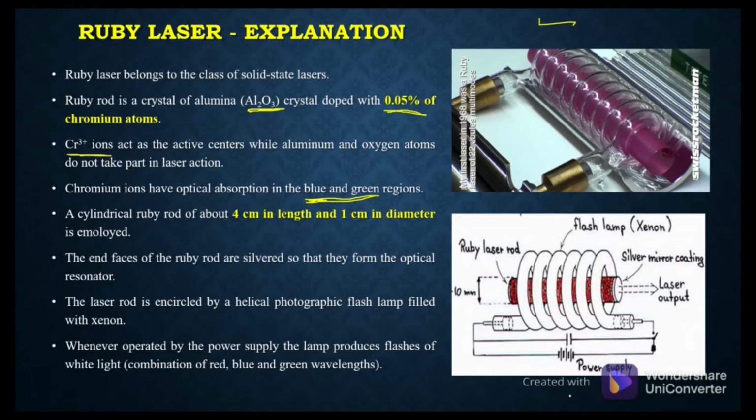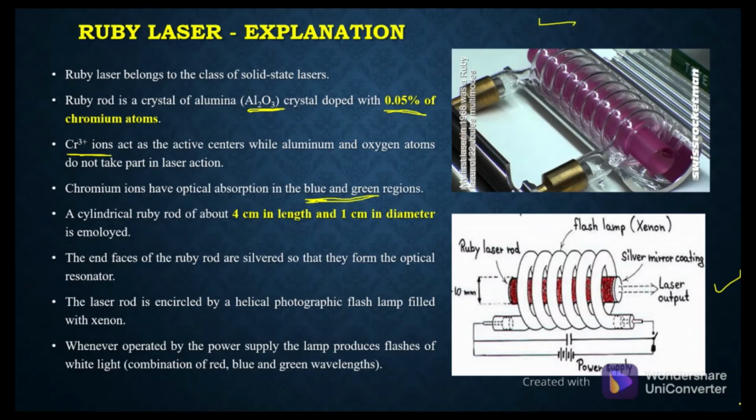Here in the lower portion you can see the diagram of how it is, and in the first figure on the top you can see how the photograph looks. The flash lamp is sealed well and connected to the power supply, and the two ends of the ruby rod are very well polished. One side we polish 100 percent, and the other side nearly 99.99 percent, so that the laser beam can come out of that particular surface. So this has to be properly sealed.